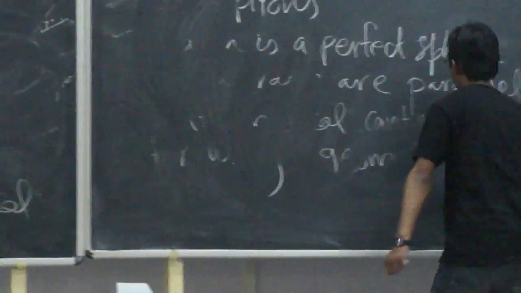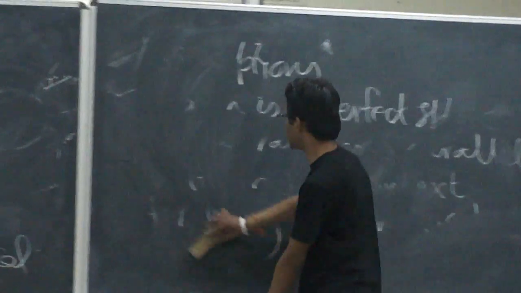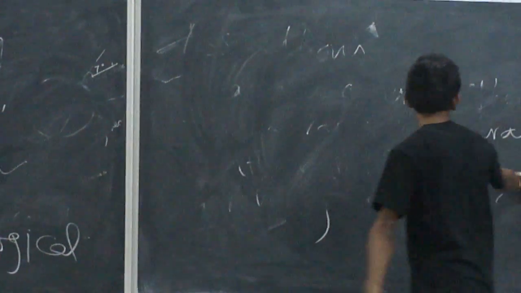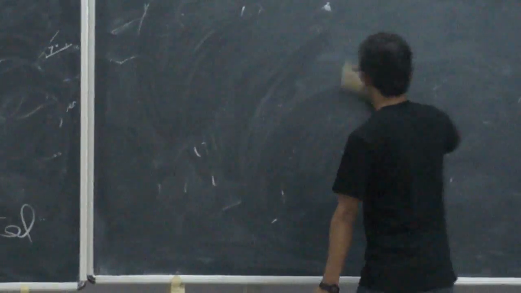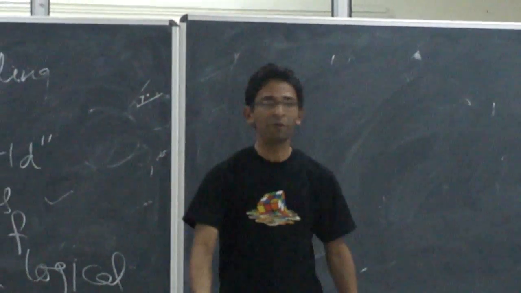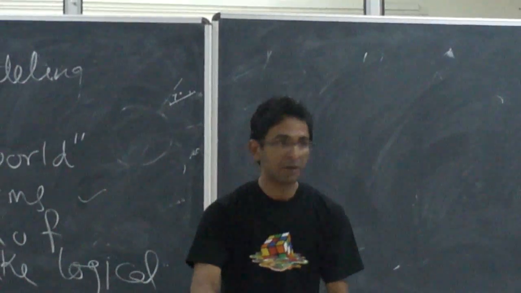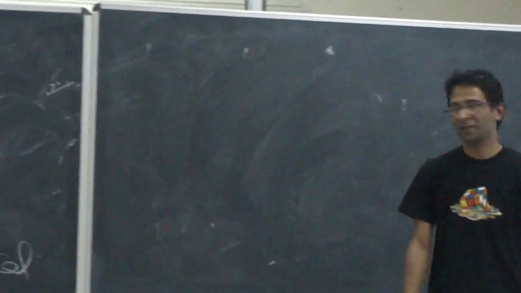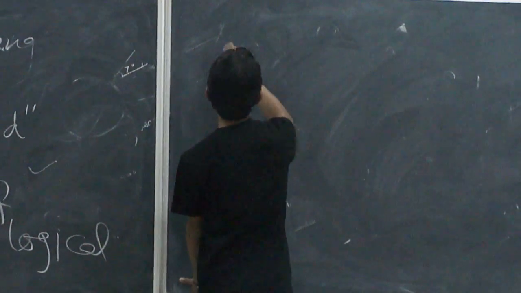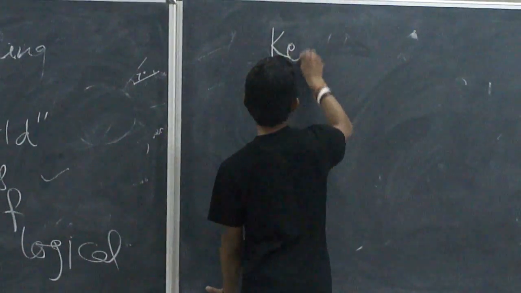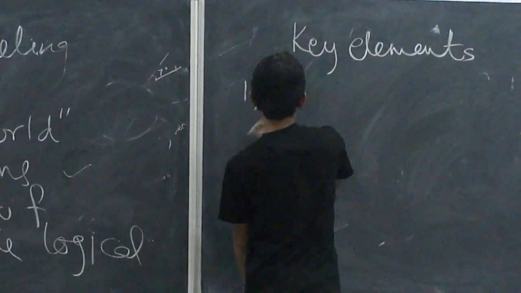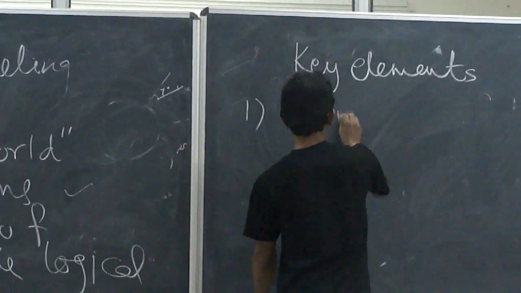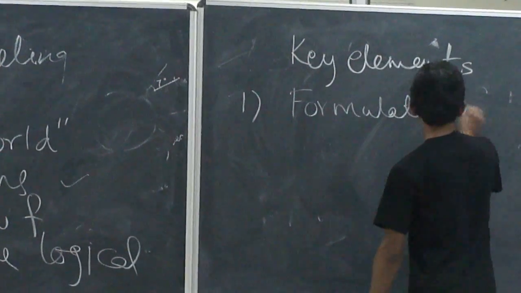So, if you are looking at a physical system and you would like to write a corresponding mathematical model, where should we start? So obviously the first thing should be to define the problem in a way that can be answered mathematically, otherwise there will be no point. So the key elements of mathematical modeling are as follows. First of all, you have to formulate the problem.